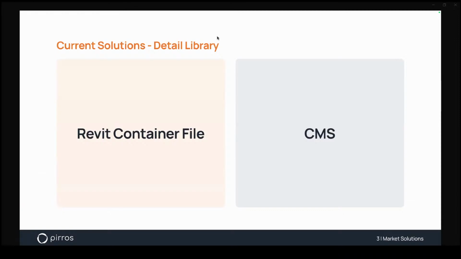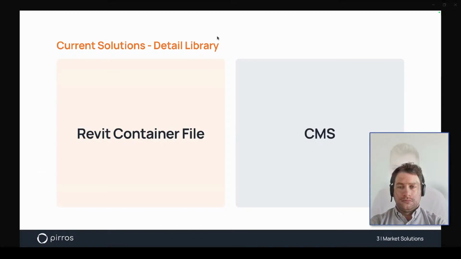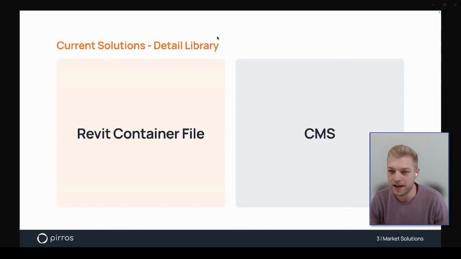Going into a little bit more framework on what firms are currently doing to combat this problem of people going back to past projects for details, what they're doing without Pirros, and what the solutions were in the industry before we entered the industry. The first and main style is just creating a detail library. Most firms are doing this within one Revit container file. You grab a bunch of the commonly used details, put them into one Revit file, and that's your central place for all of your details. The issue here is it's a very manual process to build this out.